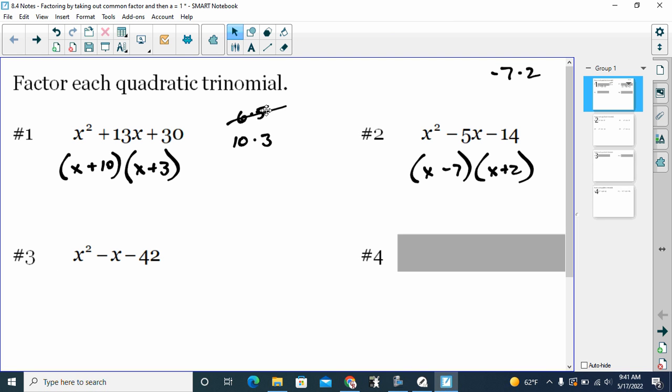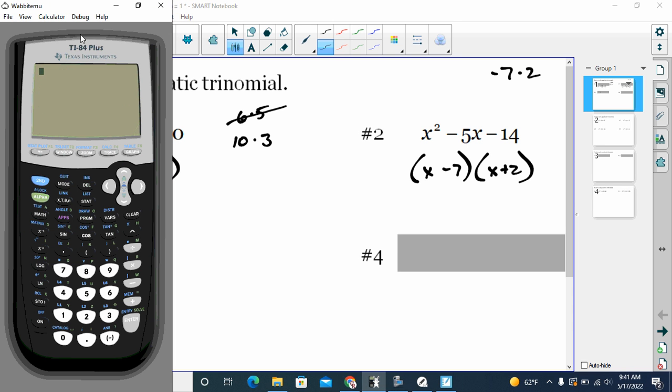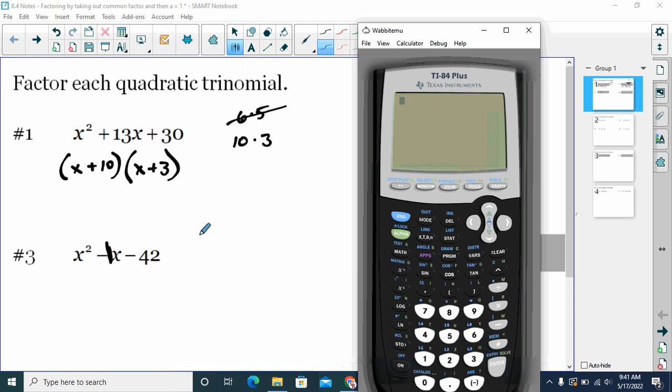Number 3, numbers that multiply to negative 42 and add up to negative 1. It's understood to be a negative 1 if there's not a number there. If it helps to fill in the 1, do so. Multiplies to 42. If you're struggling to come up with numbers that multiply to the given number, in this case 42, calculator here, you can just start dividing. So right away we know 42 times 1 is 42. 42 plus 1, 42 minus 1, neither one gives us 1.